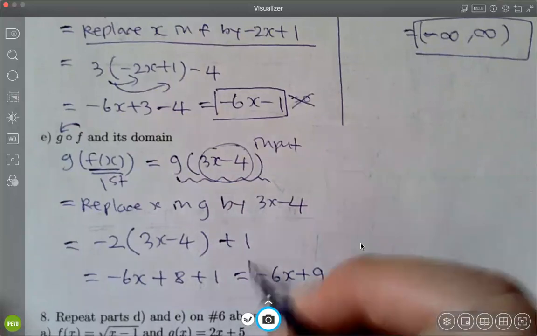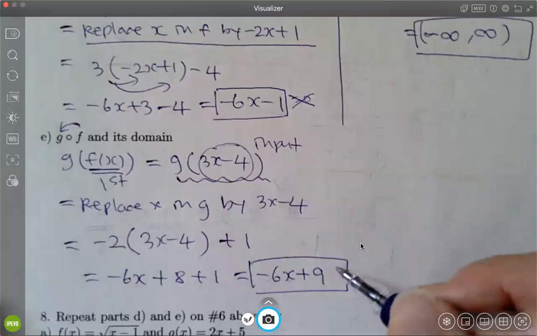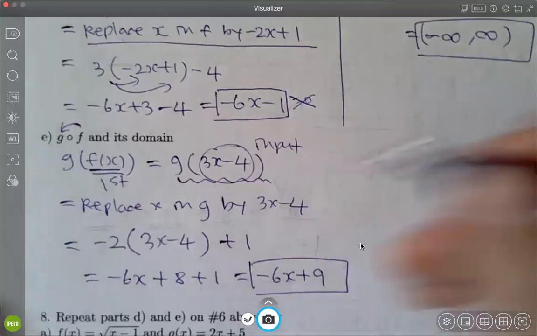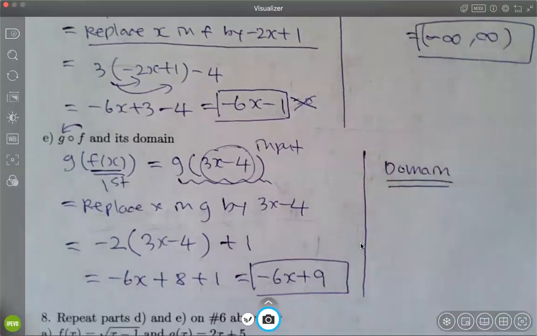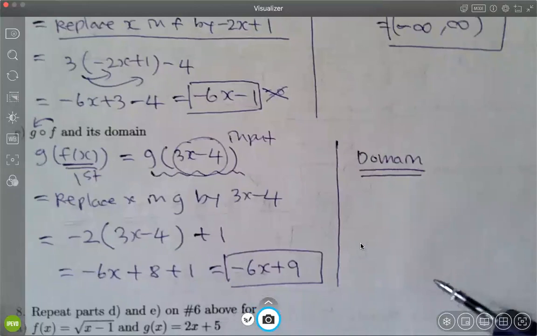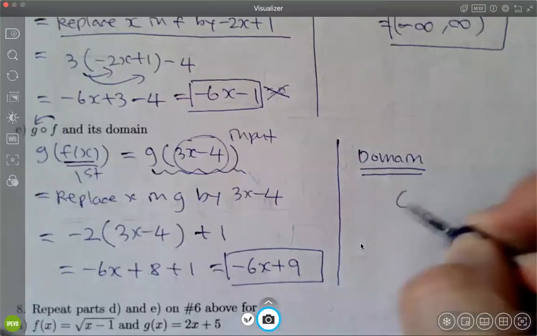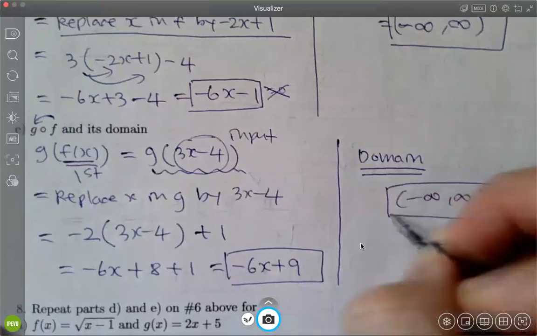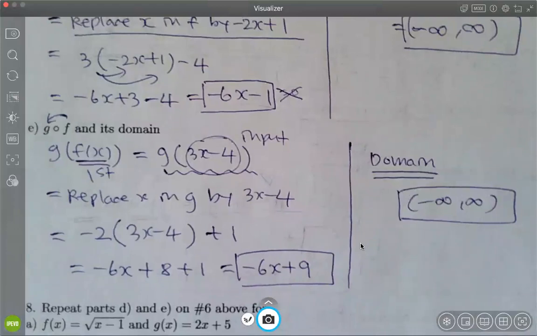Okay, and once again, don't set this thing equal to 0 and solve. That's it. And now, what is the domain of this? Everything. Still everything, right? Okay, so now that was number 7, which was not that long.